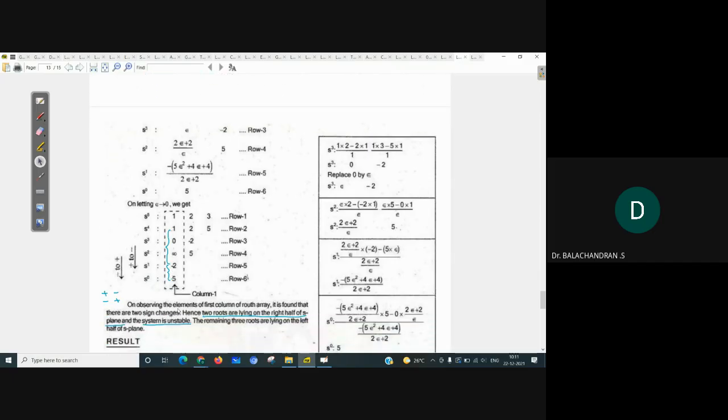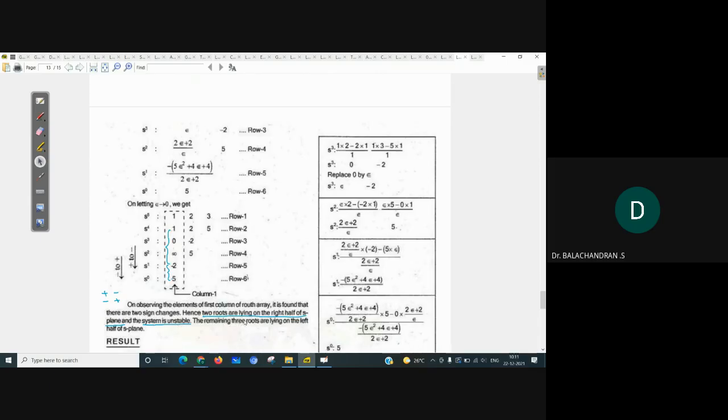Here, how many sign changes? You can see here plus 1 to minus 2, you have one sign change. From minus 2 to plus 5, there is one more sign change. So there are two sign changes. On observing the elements of the first column of the Routh array, it is found that there are two sign changes. Hence, two roots are lying on the right half of the S-plane and the system is unstable.